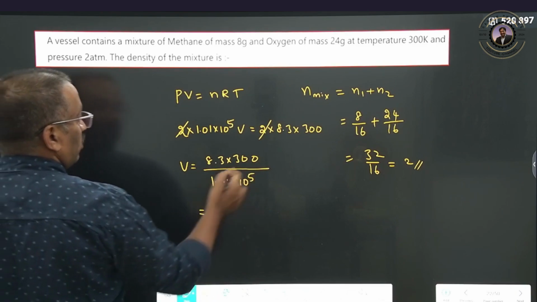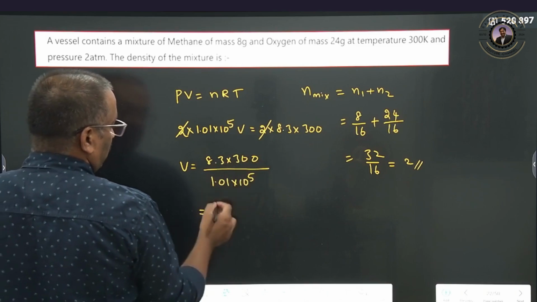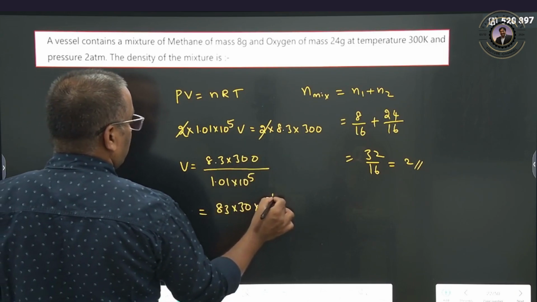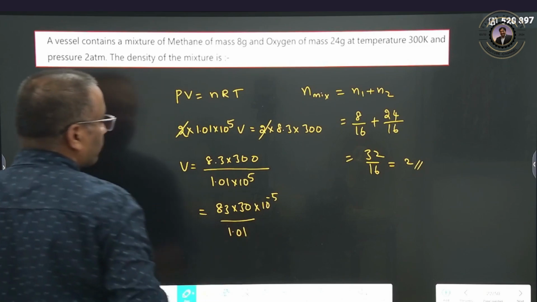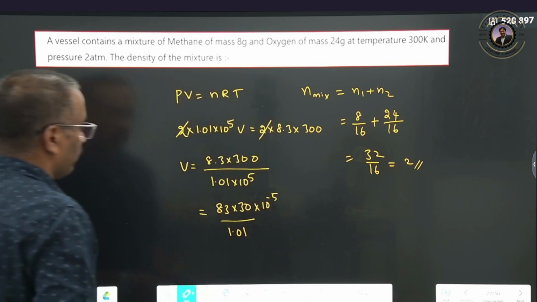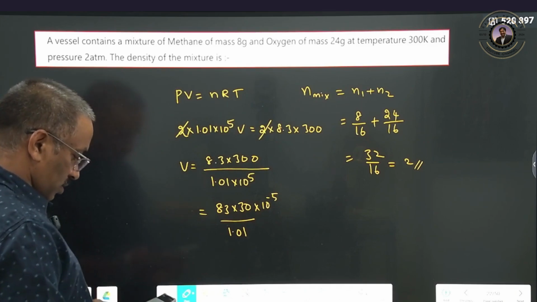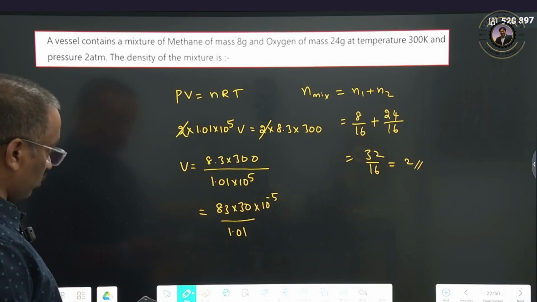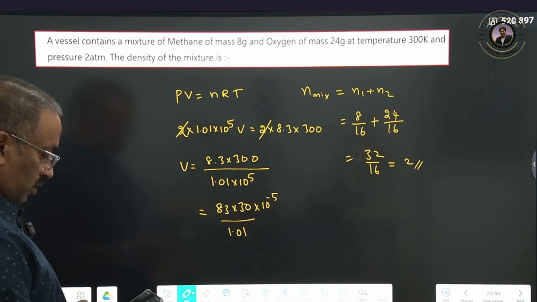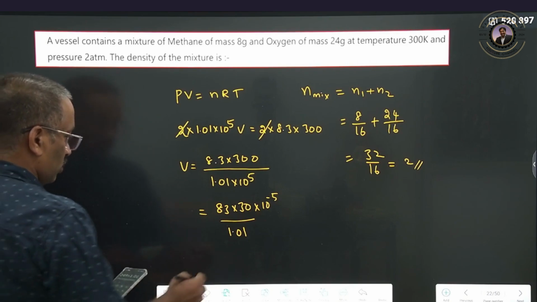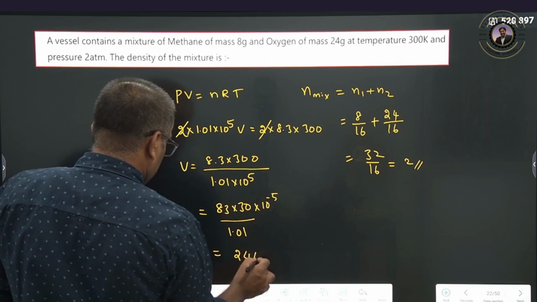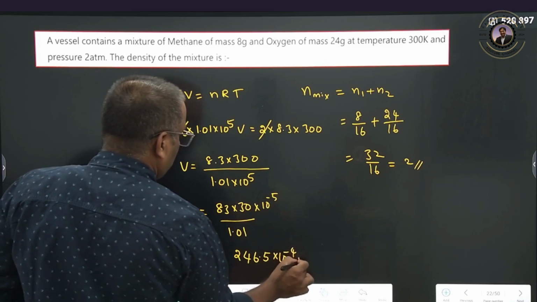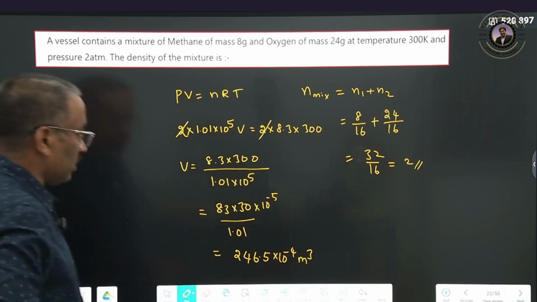Clear? So here you can take 83 into 30, taking the top, into 10 to the power of minus 5 by 1.01. Let us solve this one. 83 into 3, divided by 1.01, is 246.5 into 10 to the power of minus 4 meter cube. This is your volume now.